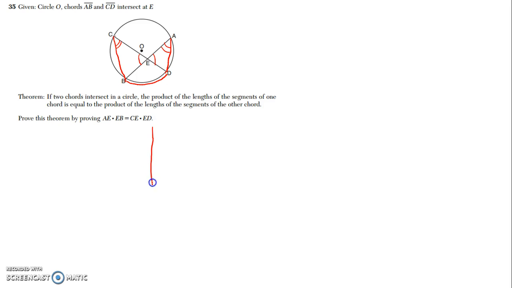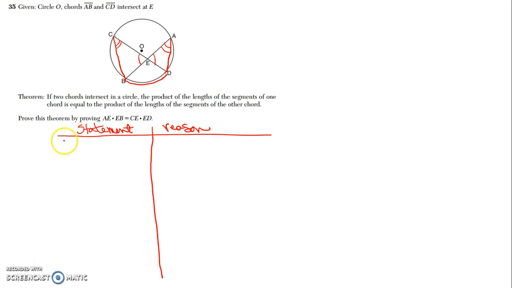But let's do it formally, because that's what your teacher will want. Whenever I'm having to put together a proof, I first really focus on the picture and pull apart the picture, and then I back it up with formal proofs. So you got your statement, you got your reason. First of all, if two chords intersect in a circle, the product of the lengths of the segments of one chord is equal to the product of the lengths of the segments of the other chord. I was looking for the given.